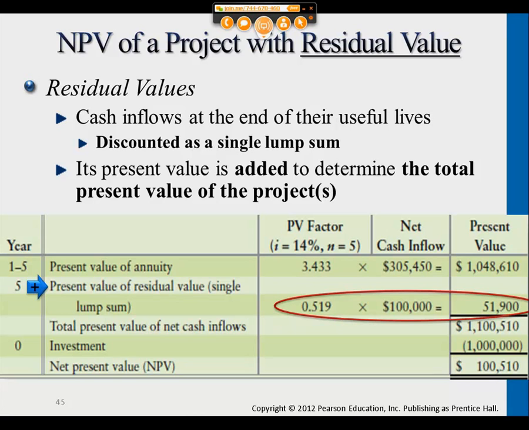So once we calculate the residual value, we can calculate what is the total present value of net cash inflow. All right, and to calculate this, we're going to add the present value of the residual value to the present value of annuity. All right, so this is how we got this number, 1,100,510. So the next step, we need to figure out, all right, we had this initial investment. What is that net present value that will tell us what we should do with this project? So we'll subtract our investment, and we'll get the net present value.